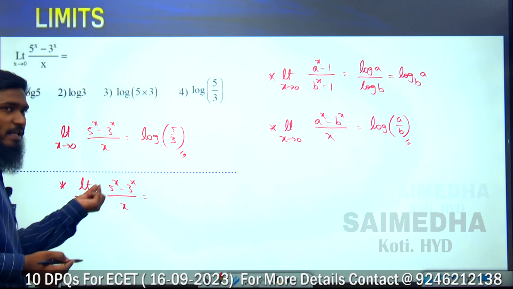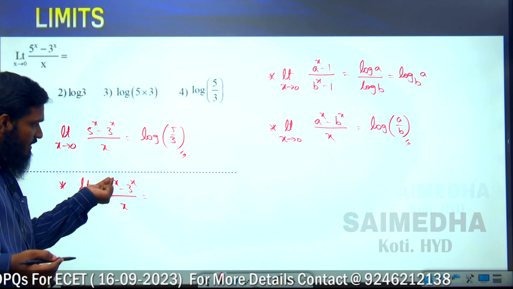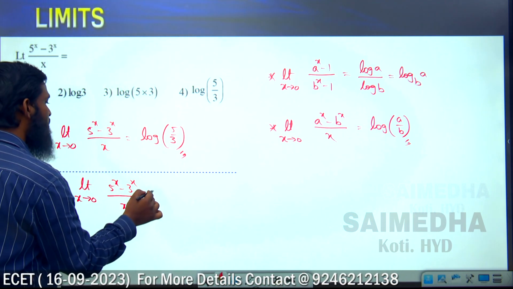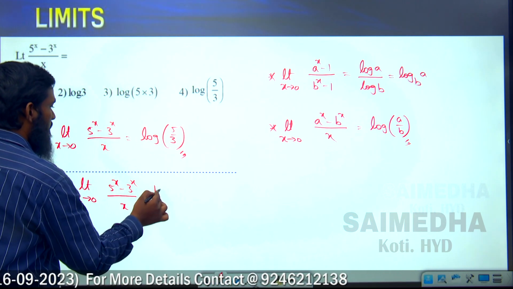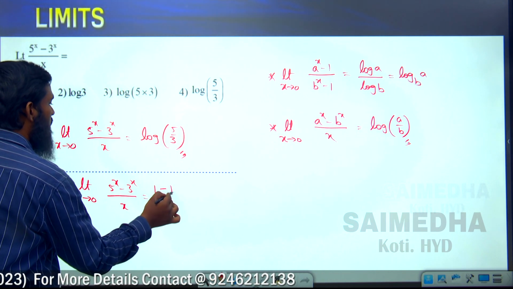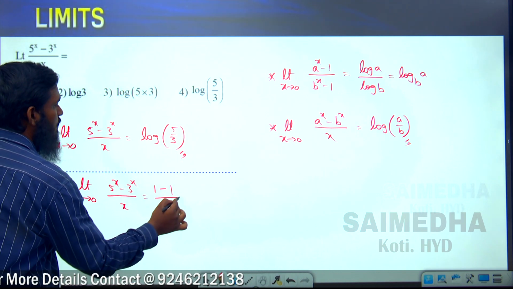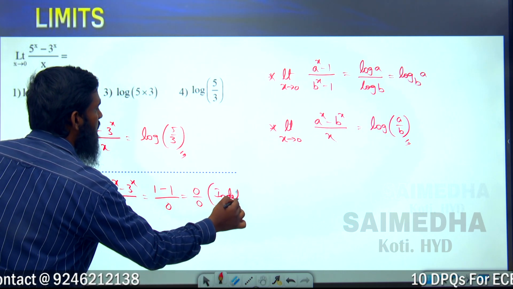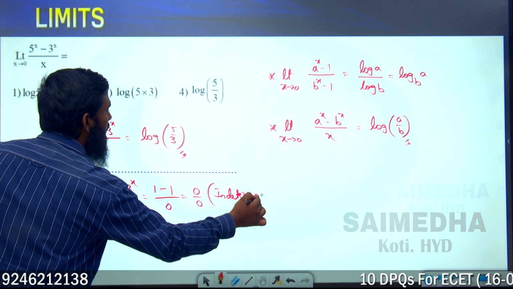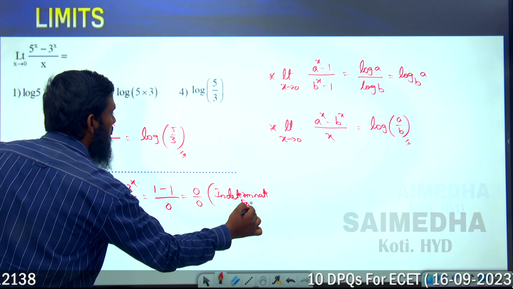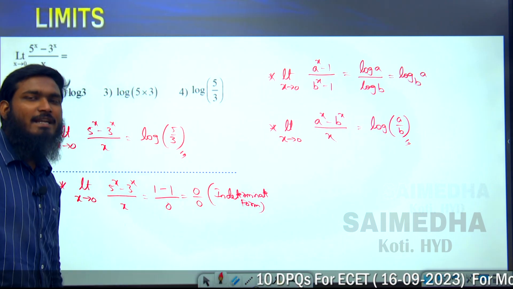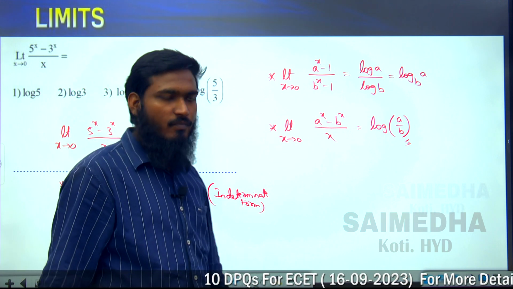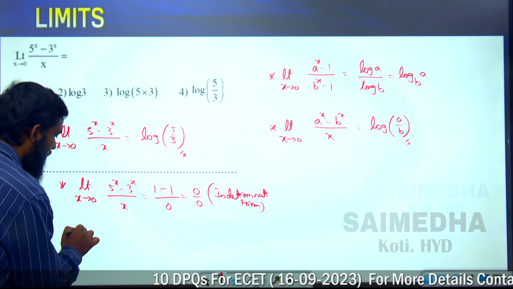If you substitute the x value as 0, 5 power 0 becomes 1, minus 3 power 0 becomes 1, divided by 0. It is 0 by 0, which means indeterminate form. So if you get an indeterminate form, we have to apply L'Hospital rule. We are applying L'Hospital rule over here.